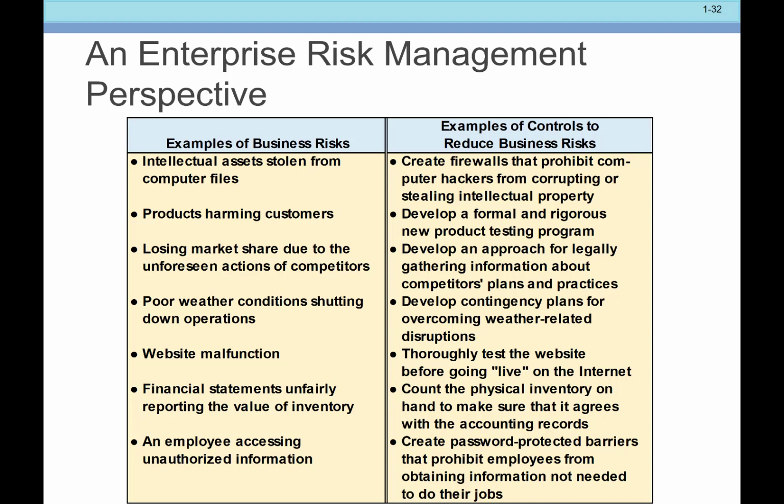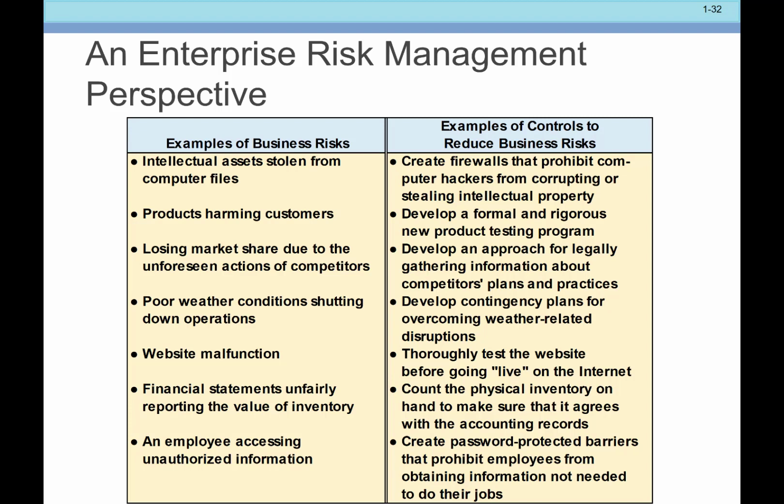What's another kind of disruption that could occur that you could come up with a contingency plan for? Power outage. Yeah. Power outage. I was on an assignment where we were looking at lockbox functions.